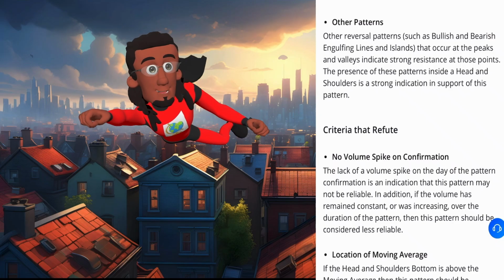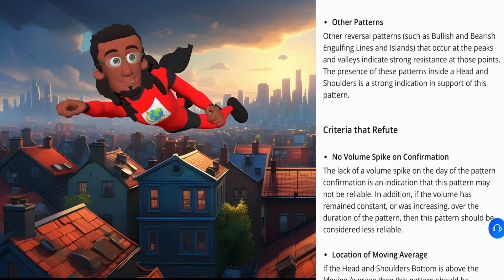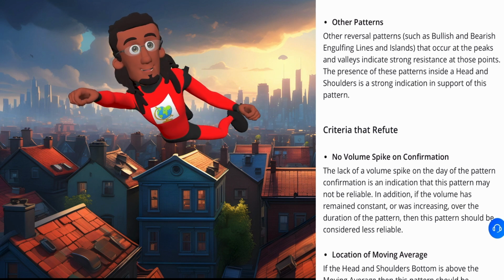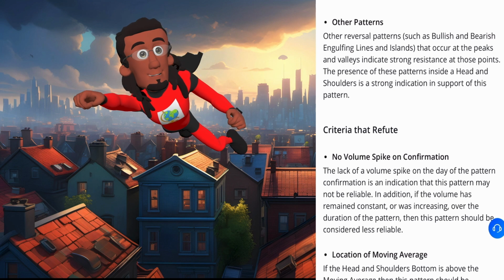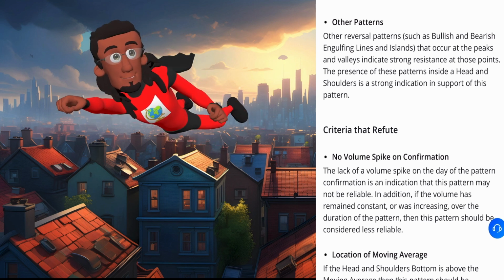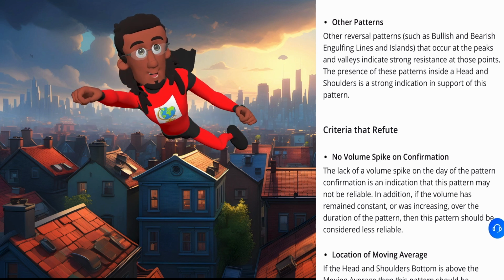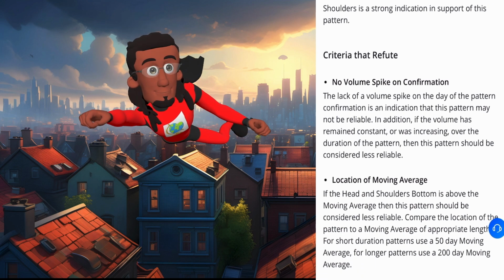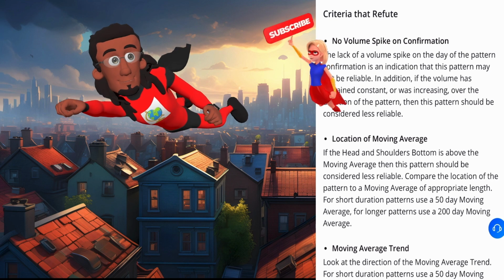And there are other patterns to consider, other reversal patterns such as bullish and bearish engulfing lines and islands. They occur at the peaks and valleys and indicate strong resistance at those points. The presence of these patterns inside a head and shoulders is a strong indication in support of this pattern.